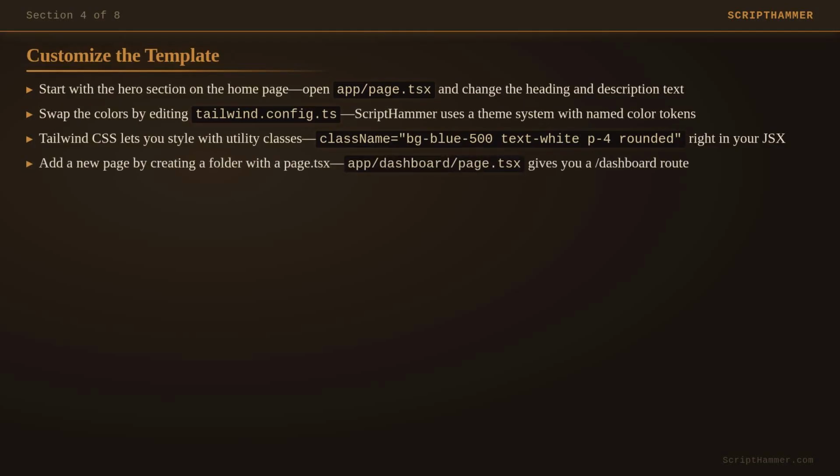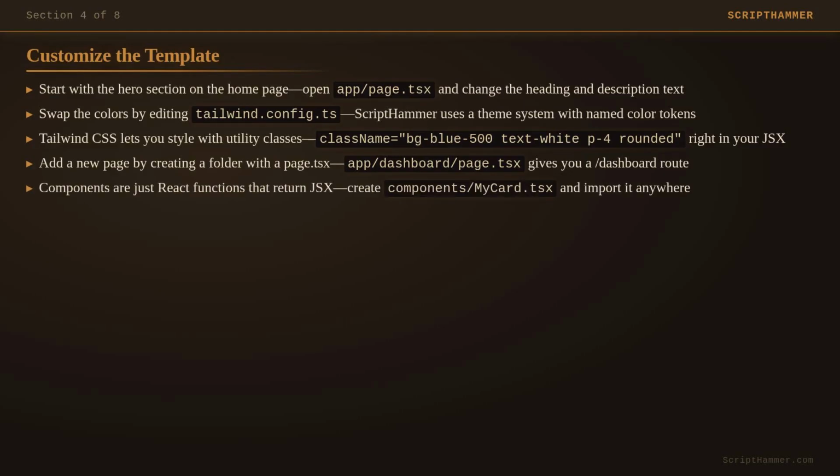Add a new page by creating a folder with a page.tsx. App/dashboard/page.tsx gives you a /dashboard route. Components are just React functions that return JSX. Create components/mycard.tsx and import it anywhere. Use the existing component patterns as templates. Copy a working component, rename it, and modify the content.